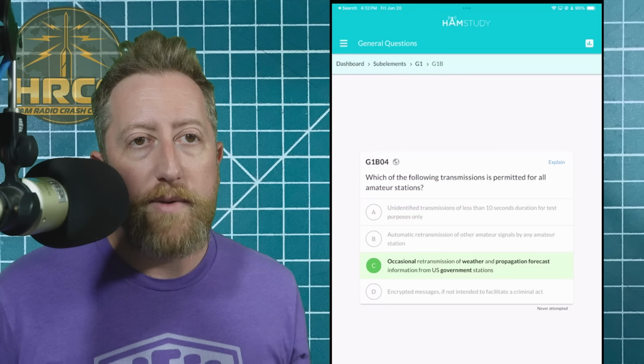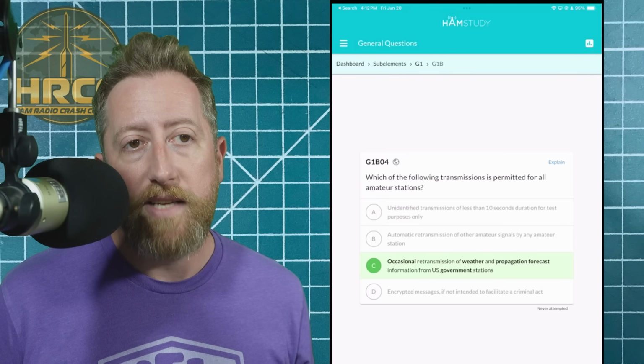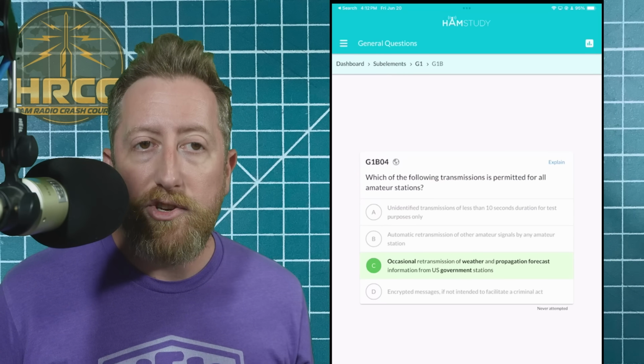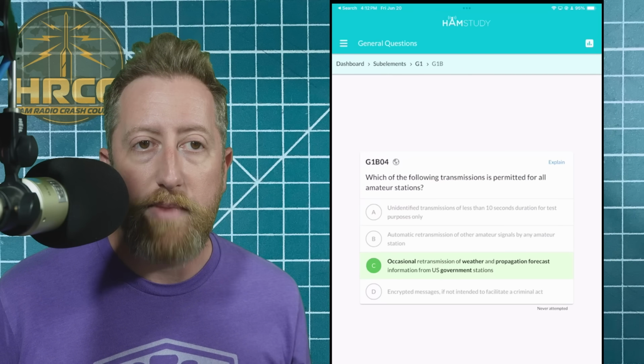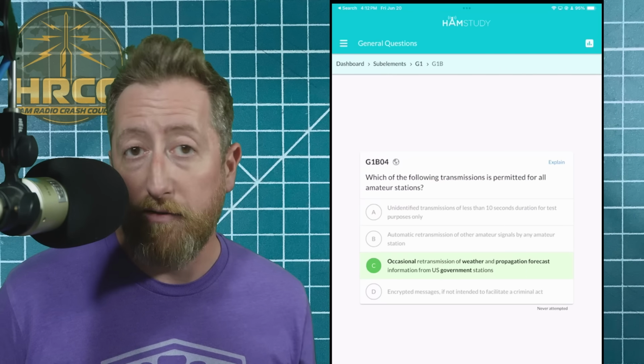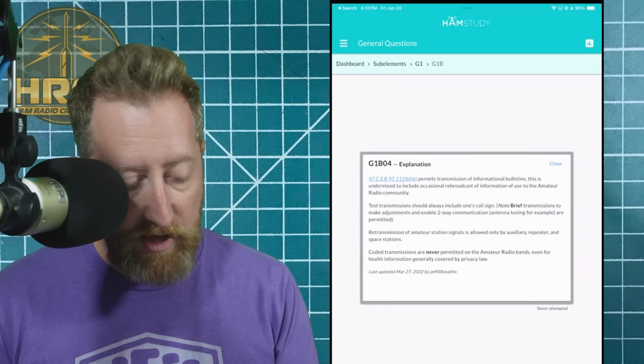Number 4, which of the following transmissions is permitted for all amateur radio stations? C, occasional retransmission of weather and propagation forecast information from U.S. government stations. Pretty cool. I want to read the explanation on that one.